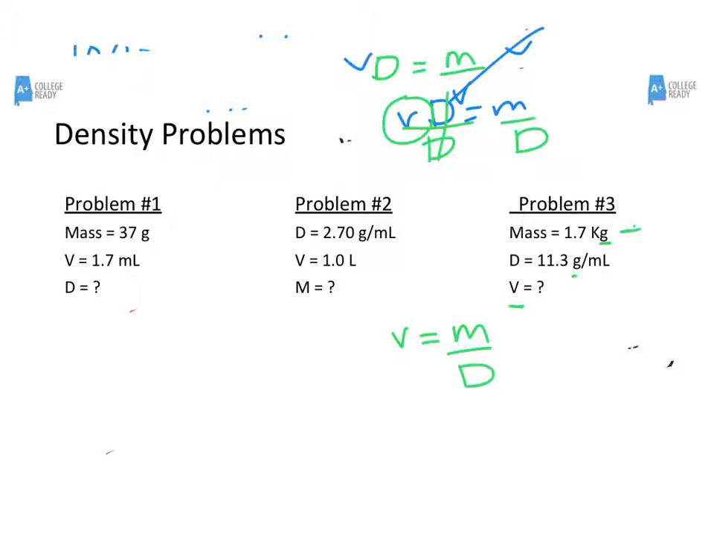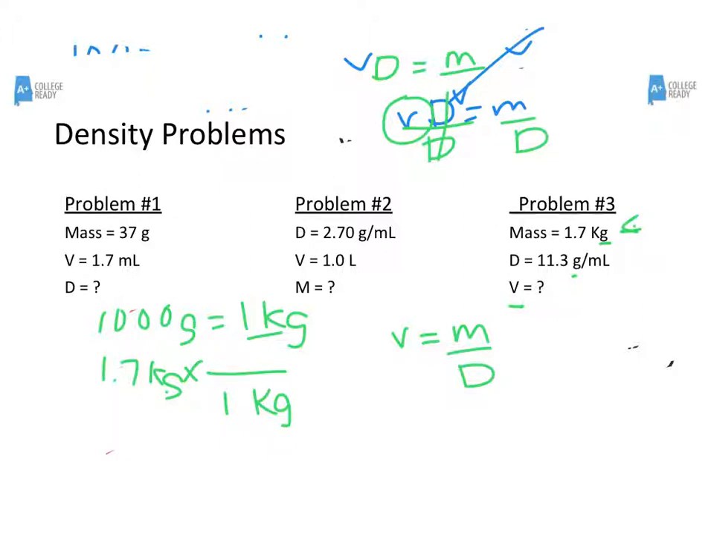Still got to take care of this kilogram problem. So I know that there are 1,000 grams in 1 kilogram. I have 1.7 kilograms. Whatever unit is here goes down here. Go to the conversion factor, find it, there it is. What it's equal to goes on top. Units cancel, so 1.7 times 1,000 is equal to 1,700 grams.